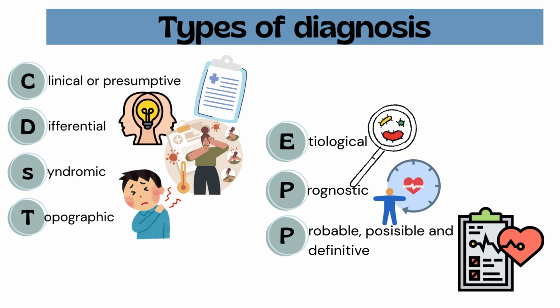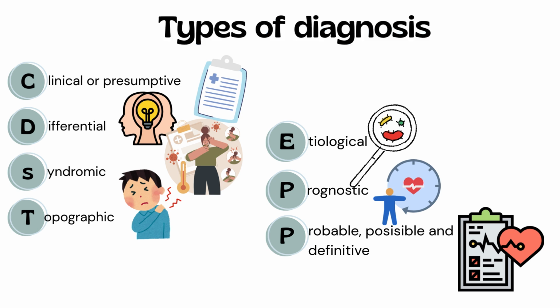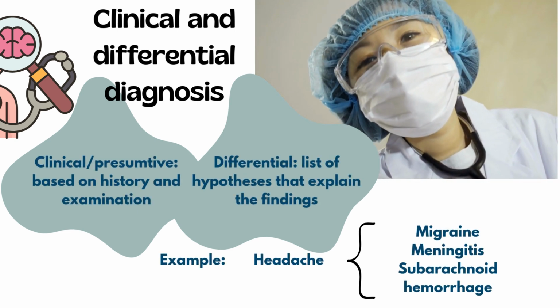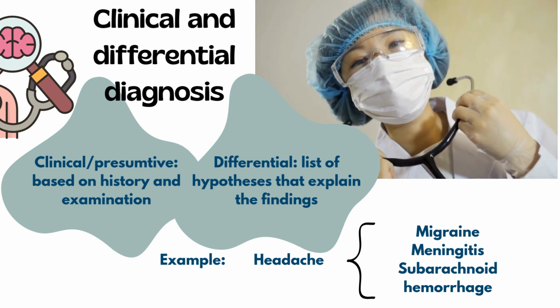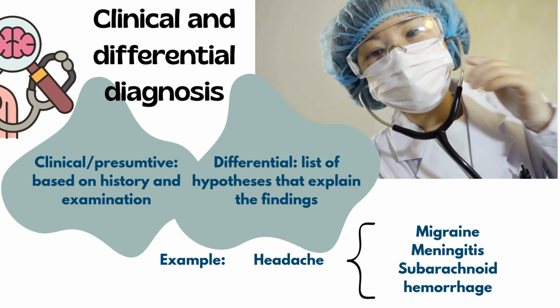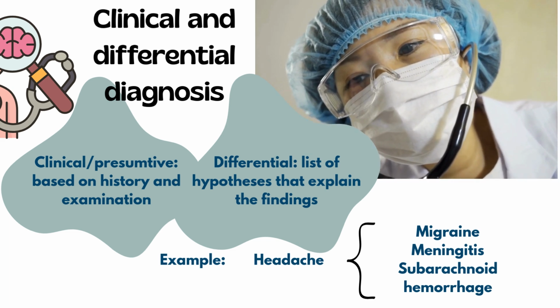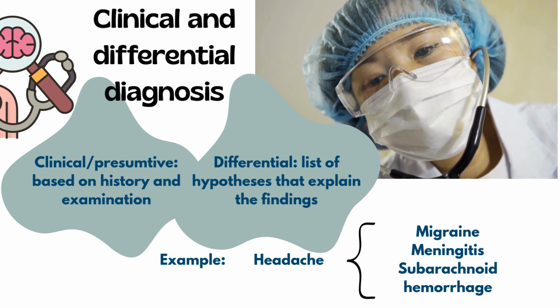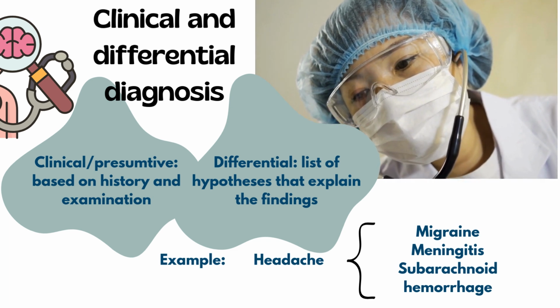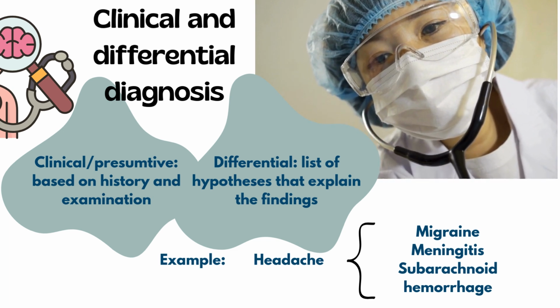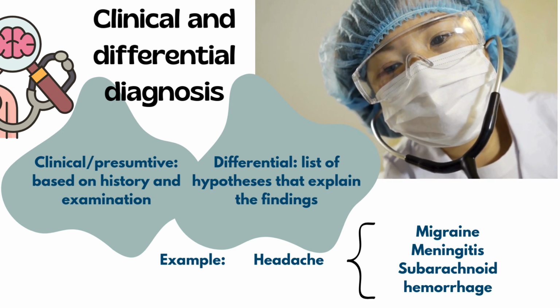There are different types of diagnosis in medicine, each with a specific purpose: clinical, differential, syndromic, topographic, etiological, prognostic, probable, possible, and definitive. The clinical diagnosis, also called presumptive, is formulated from history and physical examination. The differential diagnosis, on the other hand, is a list of hypotheses that we must analyze to identify which best explains the findings. For example, in the case of headache, we may think of migraine, meningitis, or subarachnoid hemorrhage.